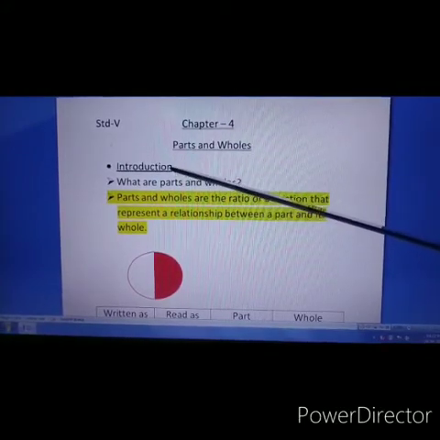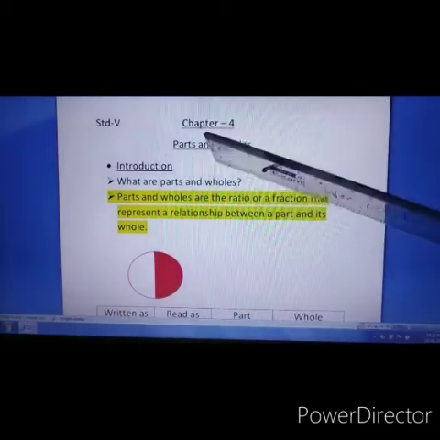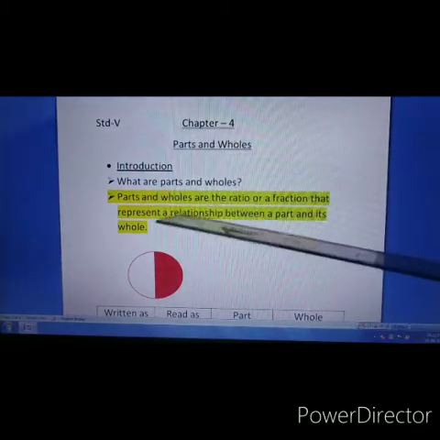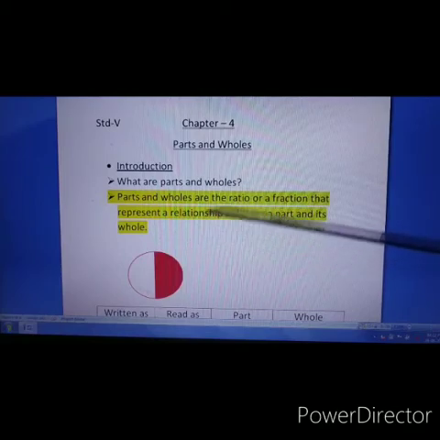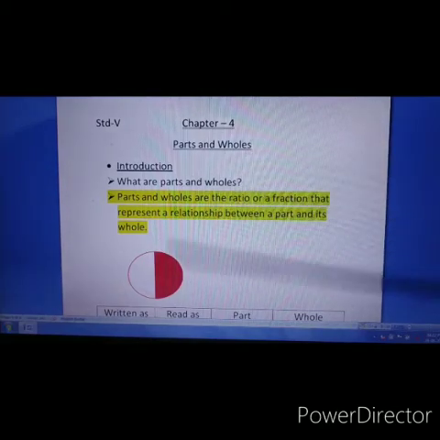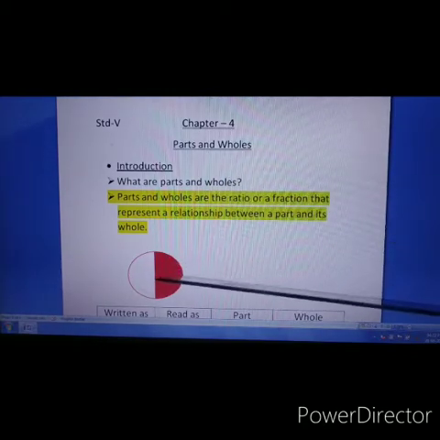Before starting our textbook, we have to revise some basic points about this topic. First of all, see what are parts and wholes. Parts and wholes are the ratio or a fraction that represent a relationship between a part and its whole. To make it clear, I will explain this topic through some diagrams.